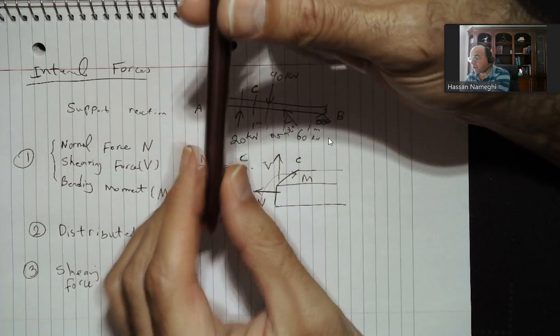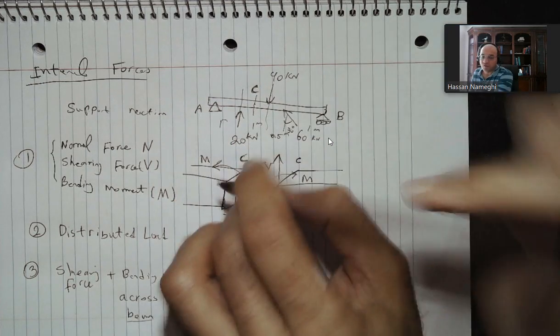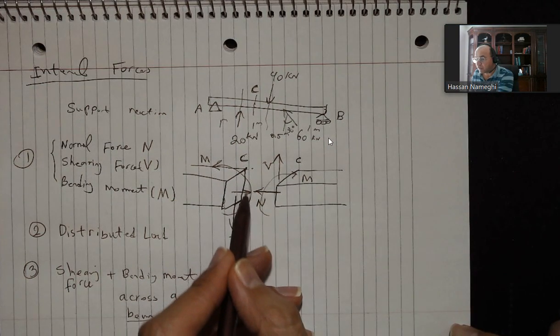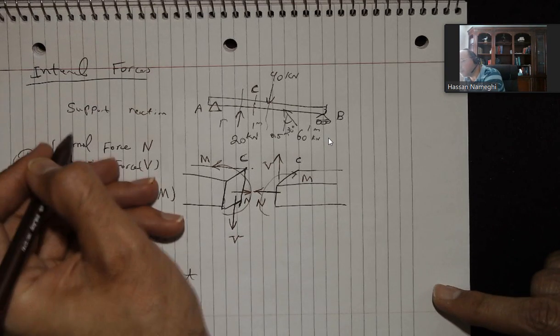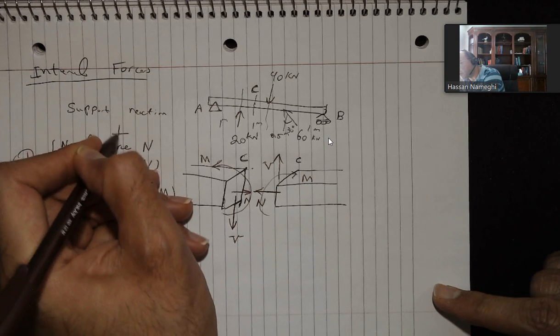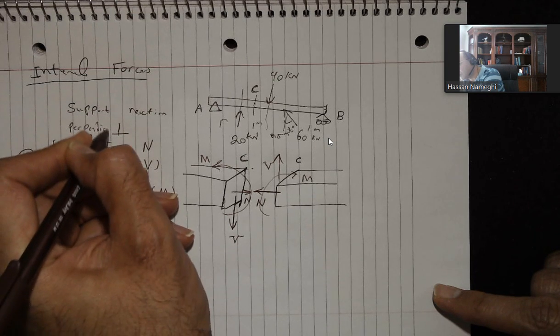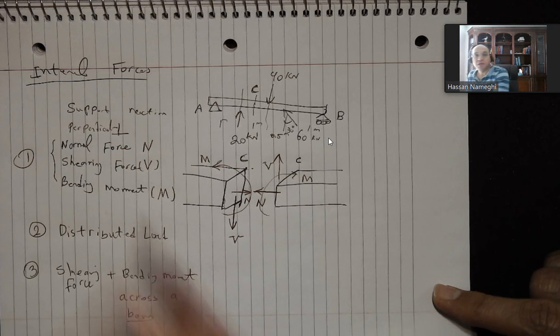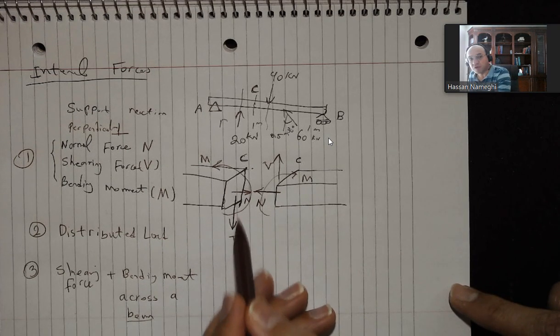For instance, if I look at this pen, if I apply the force in these two directions, that's called a normal force. Normal force is where the force is perpendicular to the cross section. That's the meaning of normal, right? Normal meaning perpendicular. Shearing meaning that the force is parallel to the cross section. So in this case it looks like this.